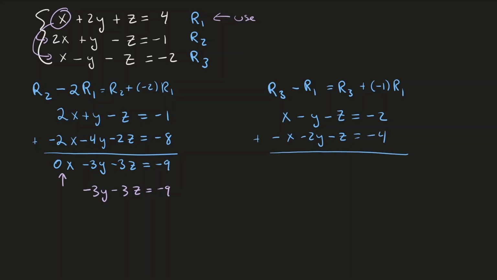So now we're going to add these two. So we get, again, that 0x, which is what we wanted, a minus 3y, which is great, a minus 2z, is equal to -6. So this eliminated the x from essentially the third row here, giving us the new equation of minus 3y minus 2z is equal to -6.